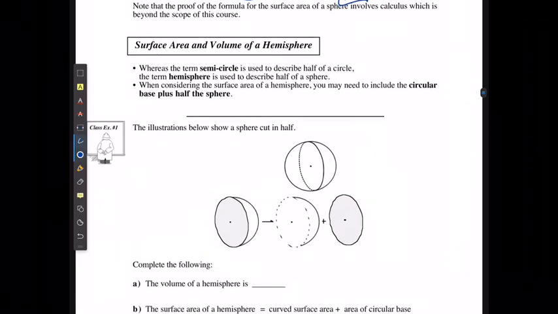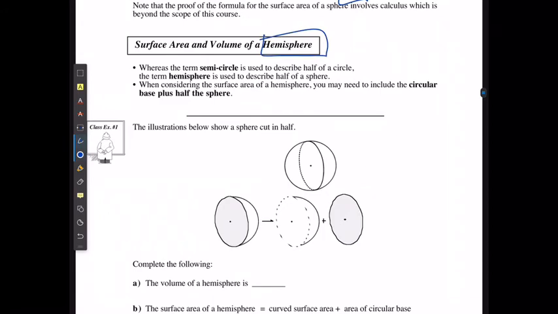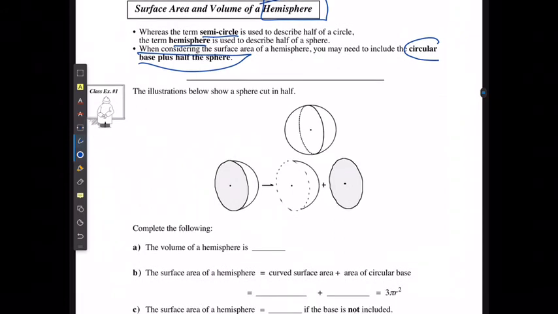If I'm dealing with a hemisphere, or cutting a sphere in half, where the term semicircle is used to describe half a circle, hemisphere is used to describe half a sphere. When considering the surface area, you may need to include the circular base on the bottom of a hemisphere.